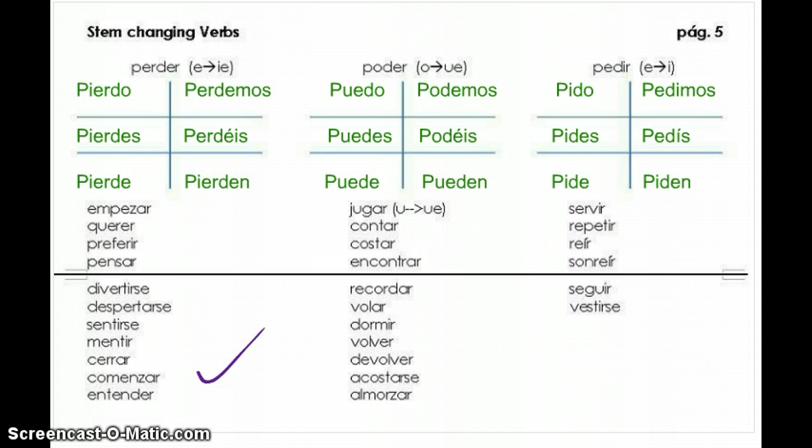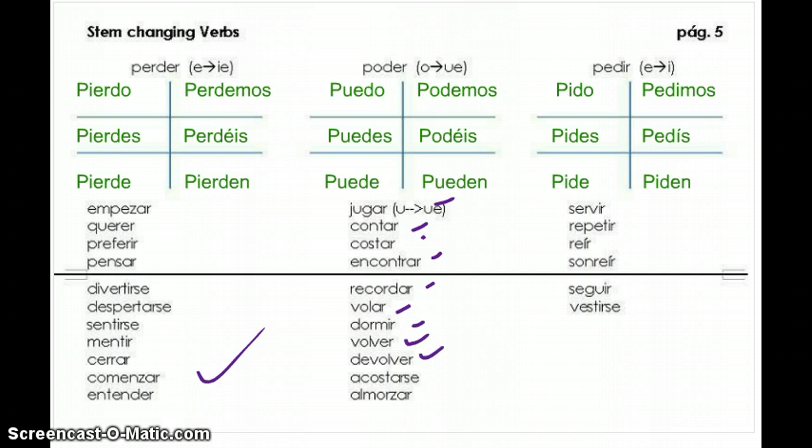Over here is jugar, is to play, contar to count or to tell, costar is to cost, encontrar is to find, recordar to remember. It's a false cognate, obviously, because it looks like it means to record. Volar is to fly, dormir to sleep, volver, that's to return, like I'm going to return to school to do whatever. Devolver means I'm going to return something to someone or to a store.